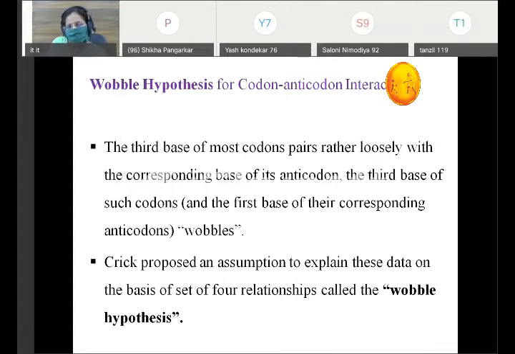So the first two have exact pairing, that is mentioned in Chargaff's rule, the specific, complementary bondings. But the last base, that means the third base of most codons, pairs rather loosely with the corresponding bases that are present in the anticodon. And the third base of such a codon is called the Wobble. So the third base on mRNA will be the first base on the corresponding anticodon.